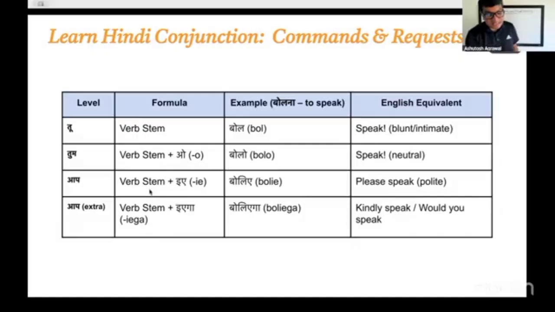Next one is aap, which is more respectful. Again, the verb is bolna, the base stem is bol. In the end, you put iye. It becomes boliye, and together it will be aap boliye. Very good, aap boliye. It will mean please speak. And the next one is extra respect. If you want to be extra respectful, you take the base stem and put iyega. It will become boliyega. Kindly speak or would you speak? Please speak.